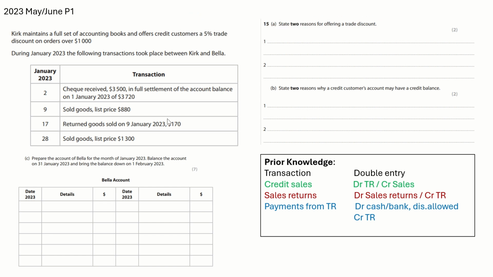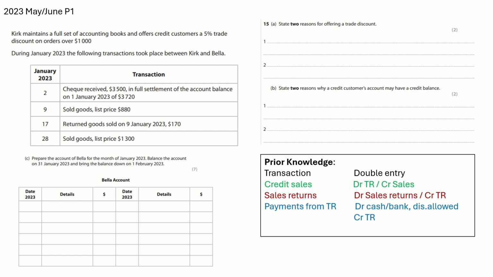Kirk maintains a full set of accounting books and offers credit customers a 5% trade discount on orders over $1,000. During Jan 2023, the following transactions took place between Kirk and Bella. Jan 2023 transactions are given. In order to complete this question, you should have the prior knowledge of the double entries.